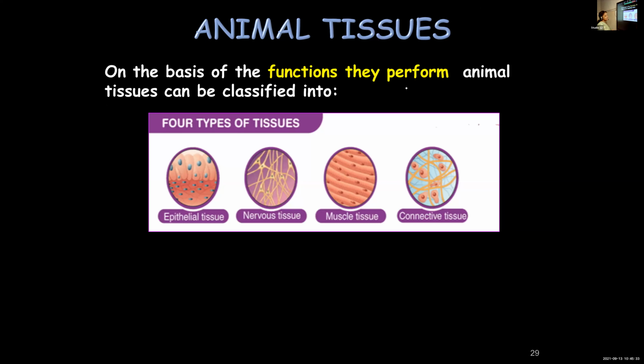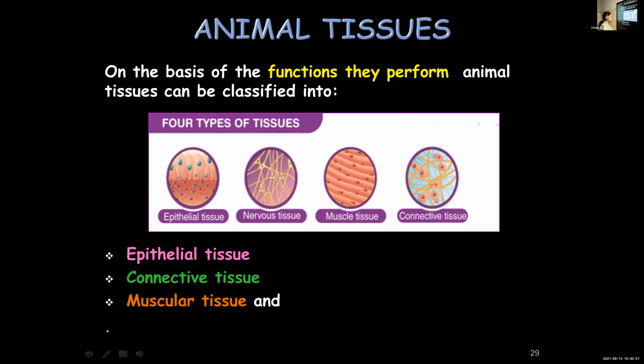Okay, on the basis of the functions they perform, you can classify animal tissues into different types. 4 types are there: epithelial tissue, nervous tissue, muscular tissue, and connective tissue. Once again, epithelial, connective, muscular, and nervous tissue. These are the 4 types of tissues present in animals.